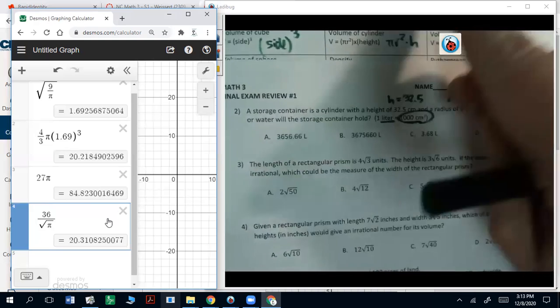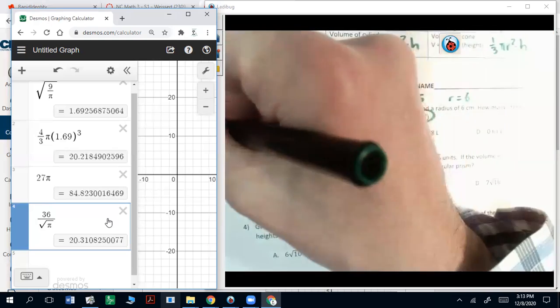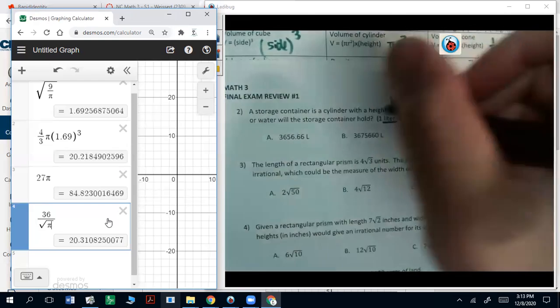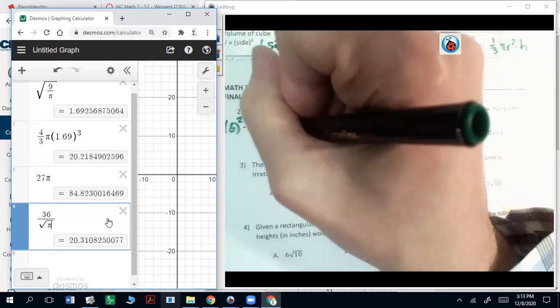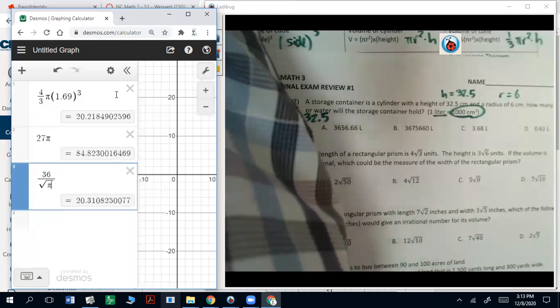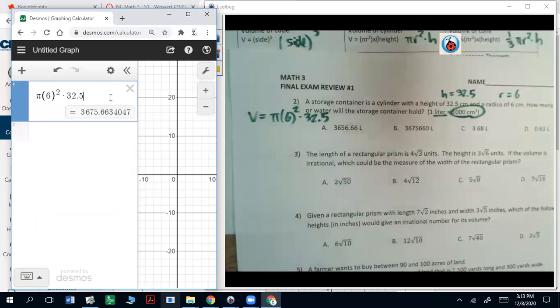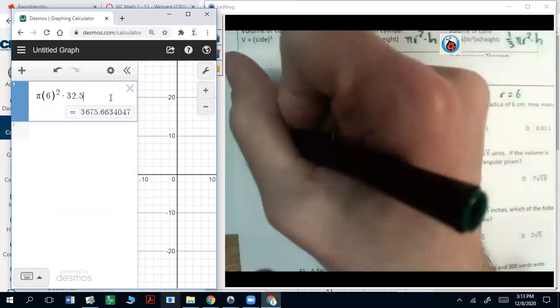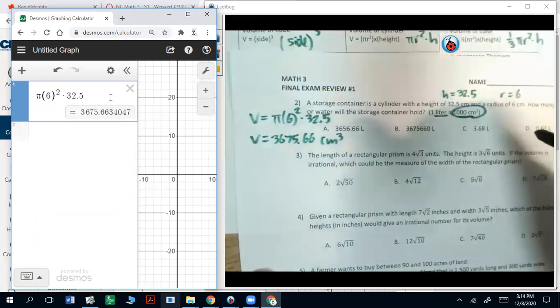So we're going to go to a cylinder. It's pi r squared times the height. And we're going to plug that in. So pi times 6 squared, excuse me, not 32, times 32.5. So our volume in terms of cubic centimeters will be whatever that becomes. So let's test that out. That volume is 3675.66 centimeters cubed.